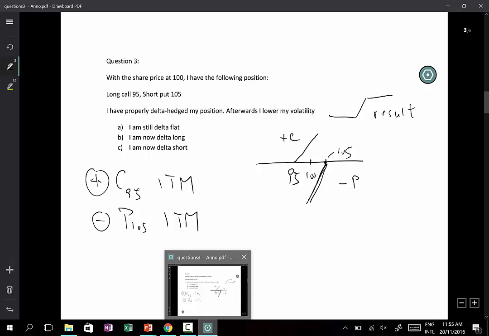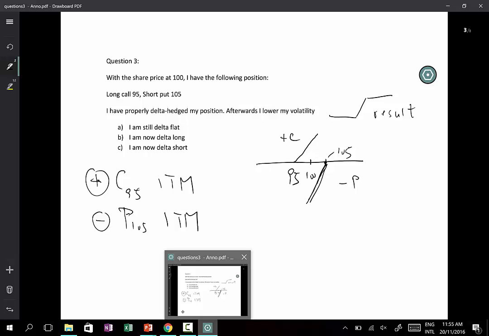Okay, now it doesn't matter whether you are long or short. By definition, the option itself has value, or someone can claim on that, and you have properly delta hedged your position, and then you lower your volatility. Okay.